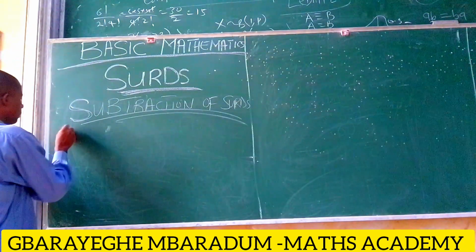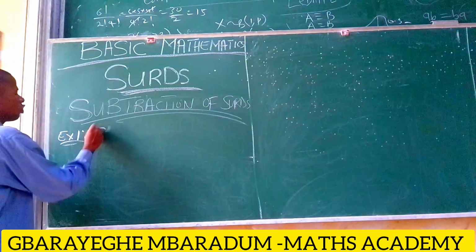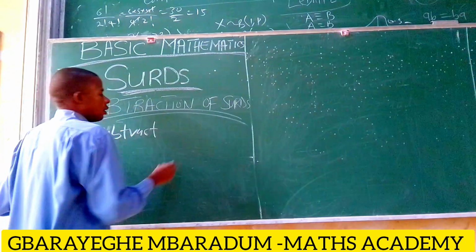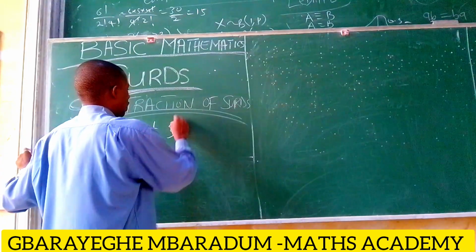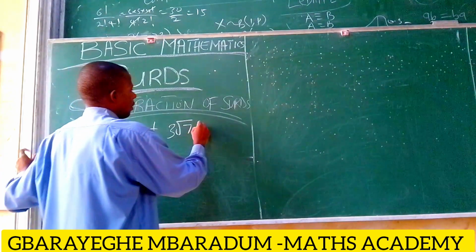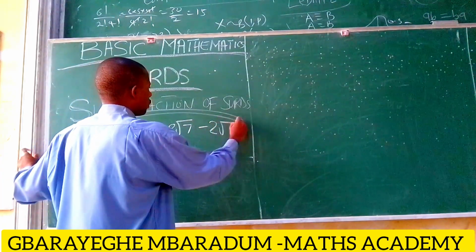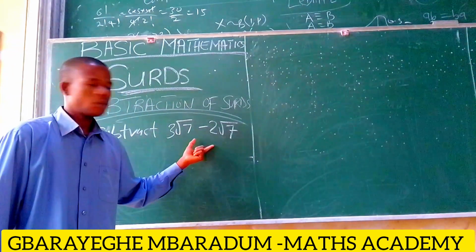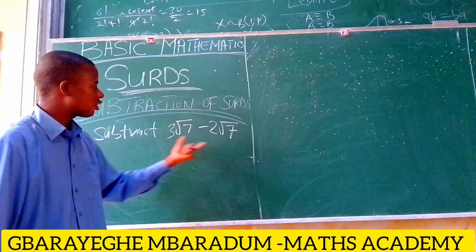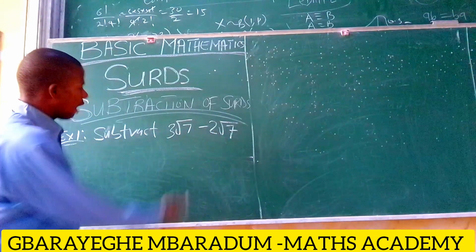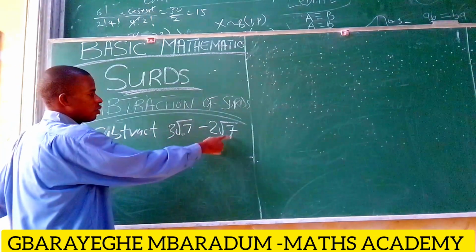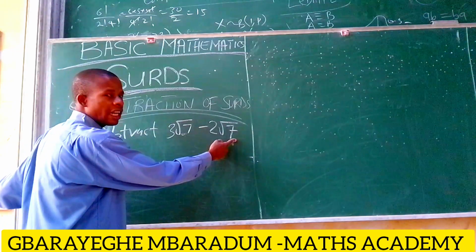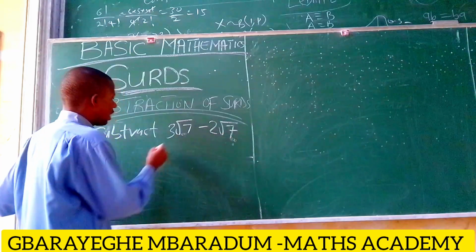Now, example 1 says you should subtract the surd 3 root 7 minus 2 root 7. For us to be able to subtract a surd, they must have the same root base. They must have like terms. And now you know that this has the same root, square root of 7, and this has the same root, root 7, right? So this surd can be subtracted since they have the same like terms, root 7, root 7.